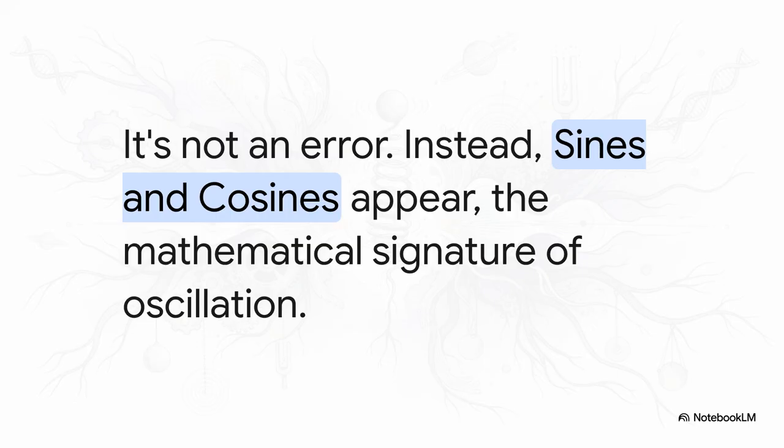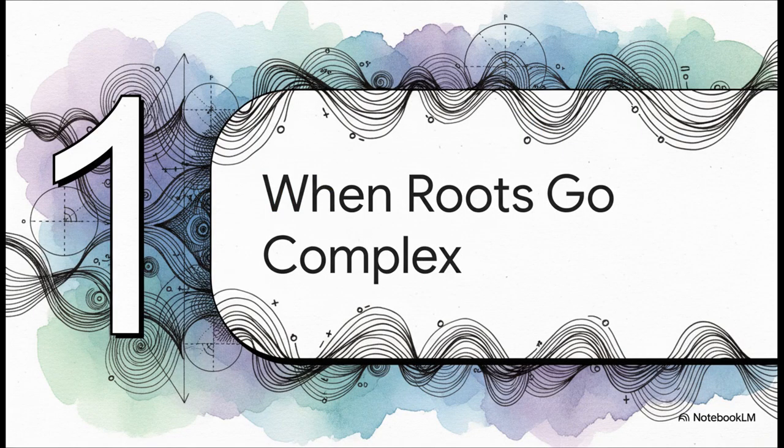It's actually a signal. When your roots jump into the complex plane, it means your solution is about to start waving at you. Literally, sines and cosines are about to show up. This is the mathematical signature for any kind of oscillation. All right, so let's break down exactly what's happening when these roots go complex.